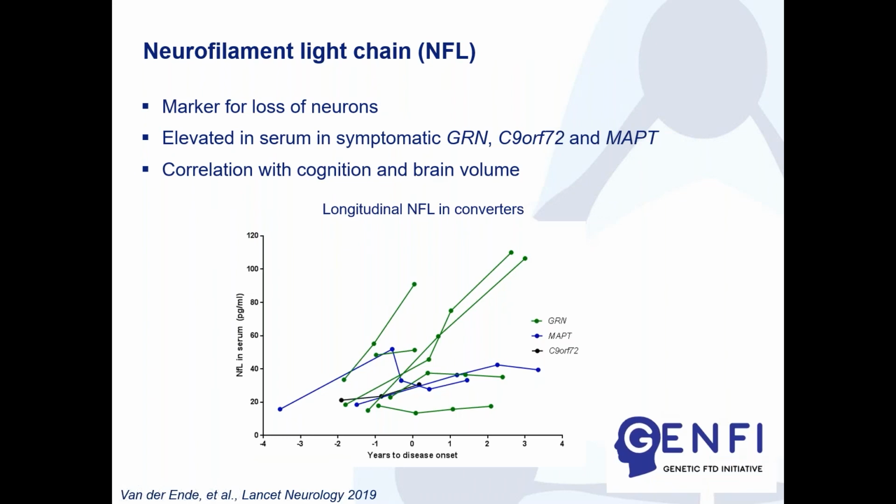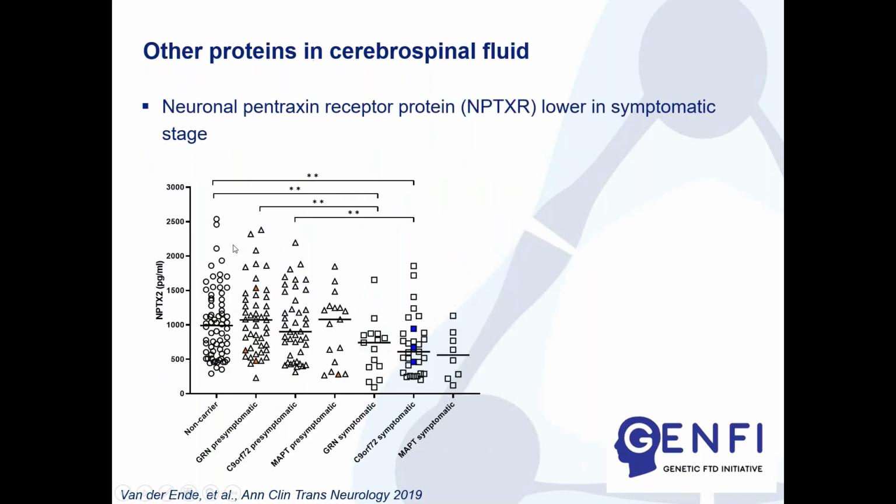Besides these MRI measures, we also looked at several biomarkers in blood and cerebrospinal fluid, and the Neurofilament is an important one. This is a rather aspecific marker for loss of neurons, and it was shown to be elevated at the symptomatic stage of different genetic subtypes of FTD. And more importantly, it was shown to correlate with both measures for cognitive performance and with brain volume. We think that this might be a useful measure to predict disease severity and progression.